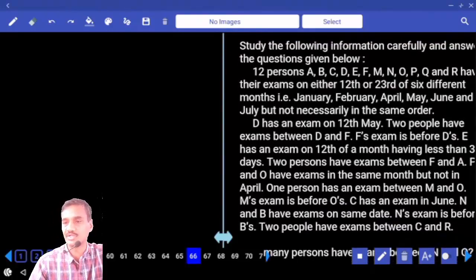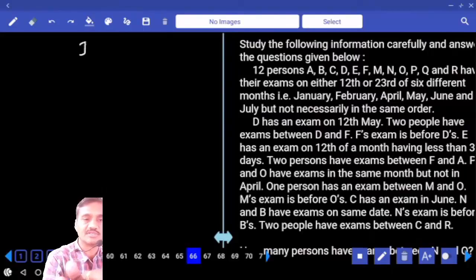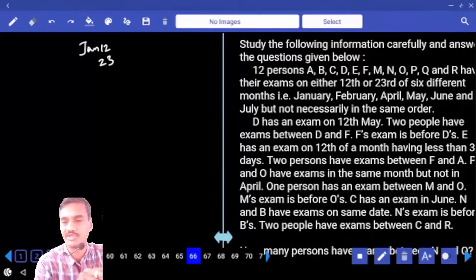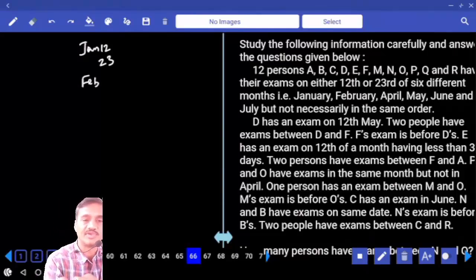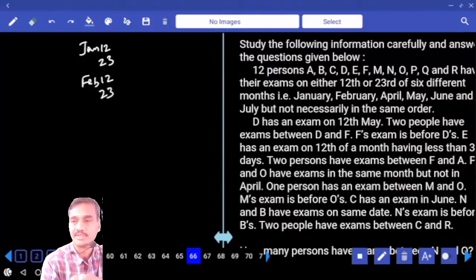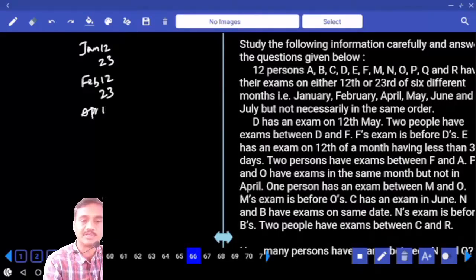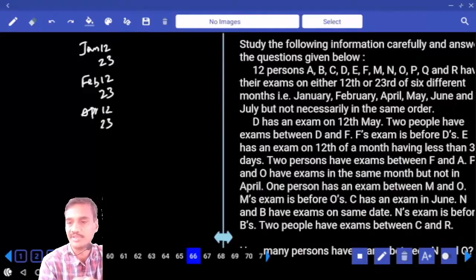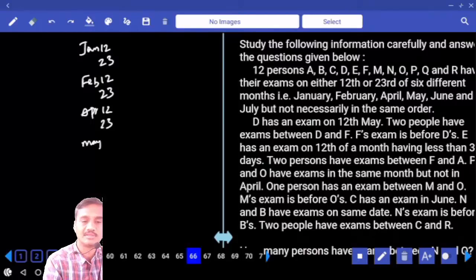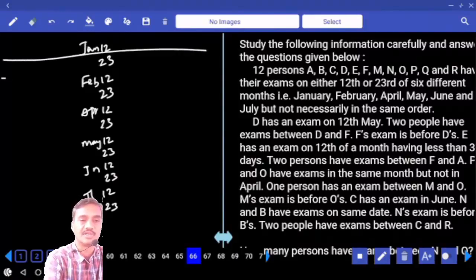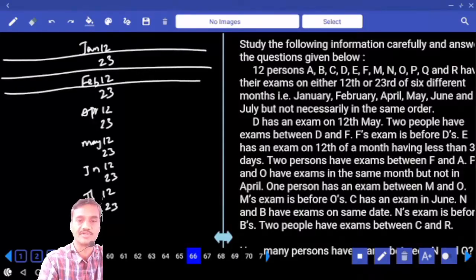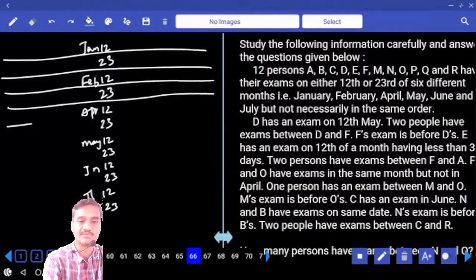Now in this one, either 12th or 23rd is given. Let us start with Jan 12th or Jan 23rd. And what are the other months we have? Feb and April. Feb 12, Feb 23, April 12 and April 23, and May, June and July. May 12th, 23, June 12th, June 23, and July 12th and July 23. Hence, we have 12 persons, and they have exams on these 12 different dates. Then coming to condition number 1.